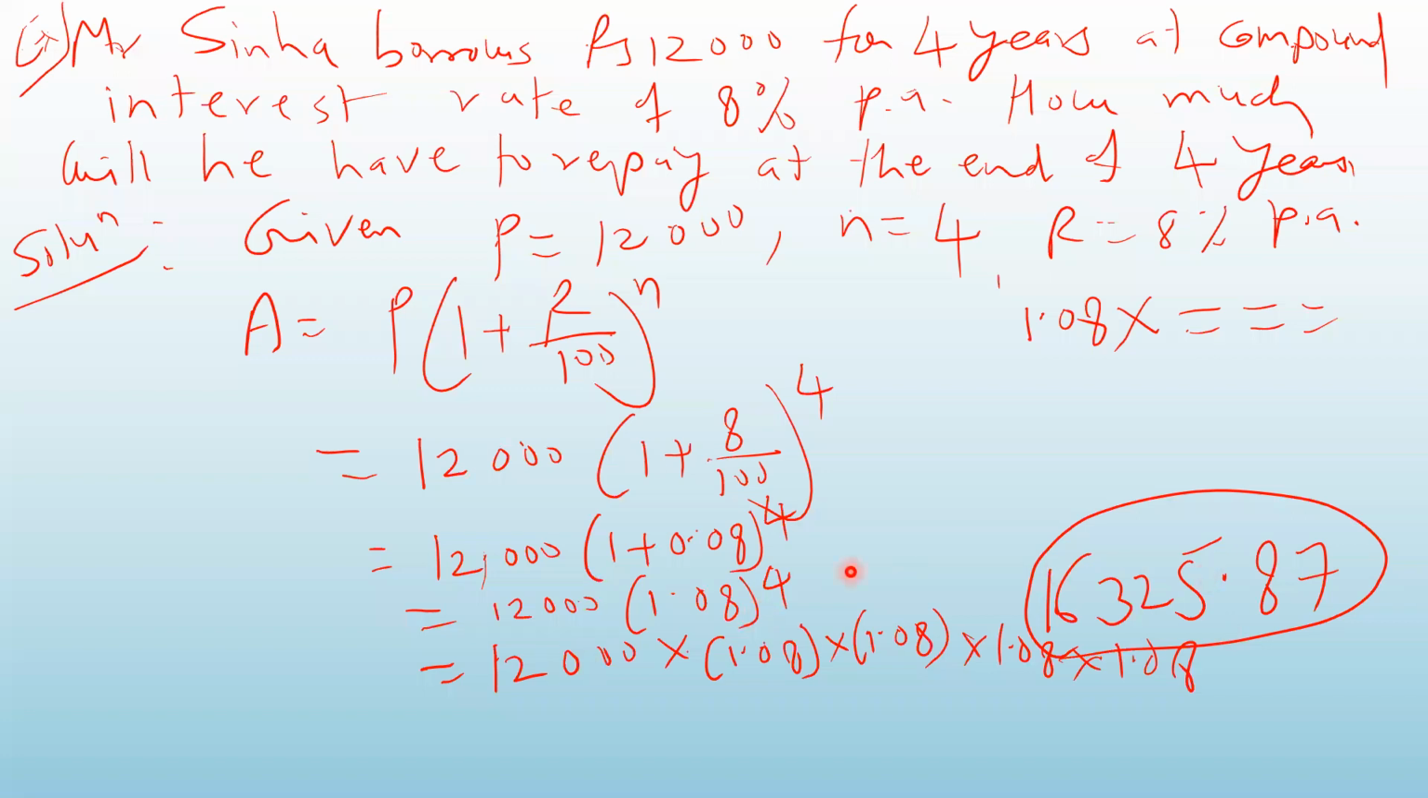That gives you 16,325.87. As I told you, to get 1.08 raised to power 4, first press 1.08 in your calculator, then multiplication, and then 3 times equal sign. You will get the value of 1.08 raised to power 4 on your calculator screen. Multiplied by 12,000, you will get the answer. So if a loan of 12,000 rupees is taken, he has to repay 16,325.87 at the end of 4 years.